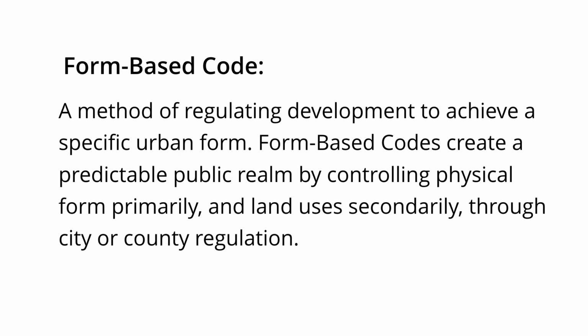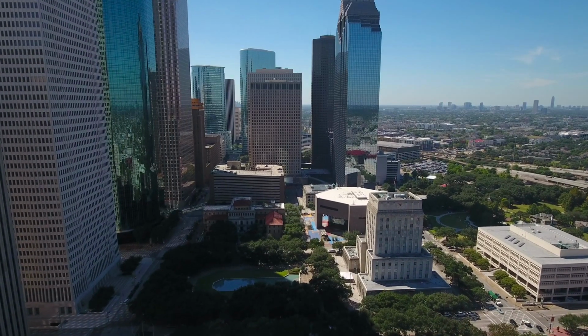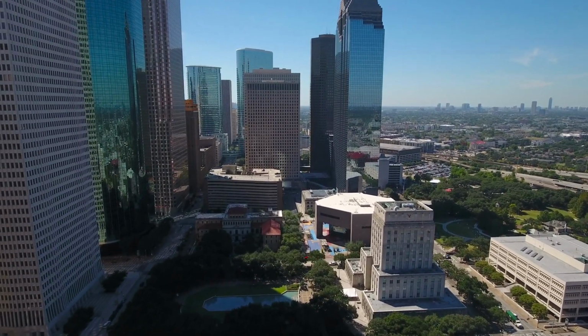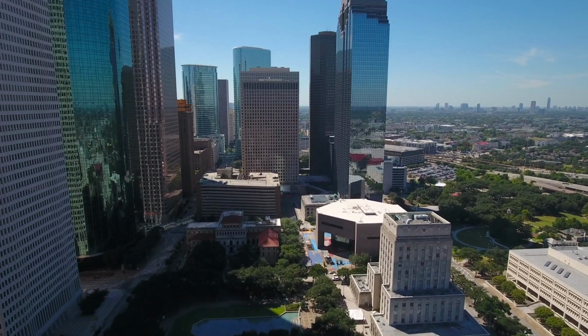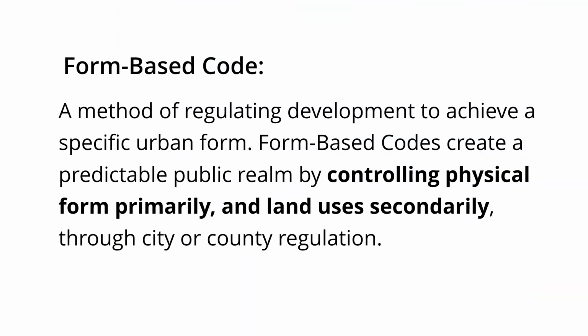Form-based codes create a predictable public realm by controlling physical form primarily and land uses secondarily through city or county regulations. Predictability, because we believe that uncertainty is the enemy of reinvestment in our cities. We need the predictability. Public realm, because the form-based code is most concerned with how buildings go together in a set and reinforce one another, less concerned about what's going on inside the private spaces within a building. Controlling physical form primarily and land uses secondarily.